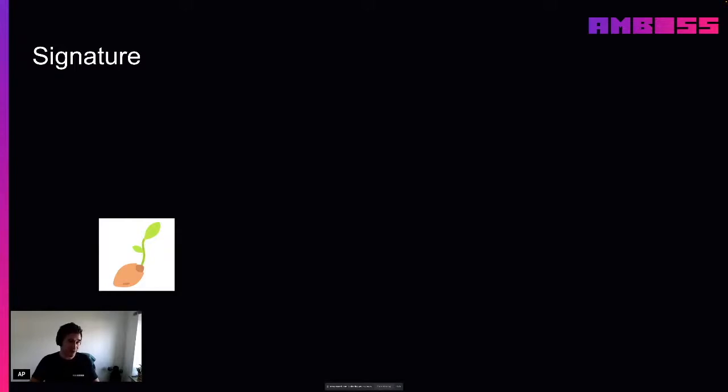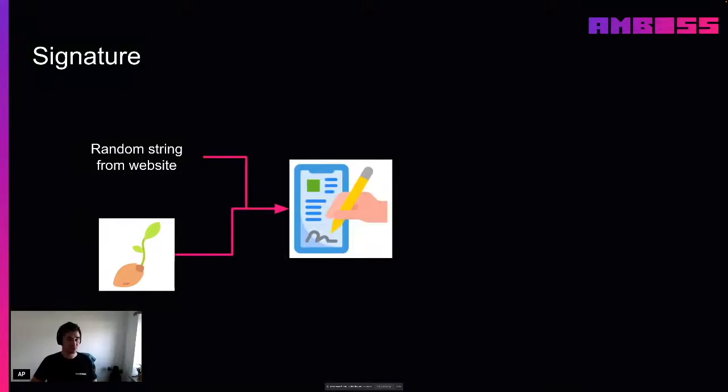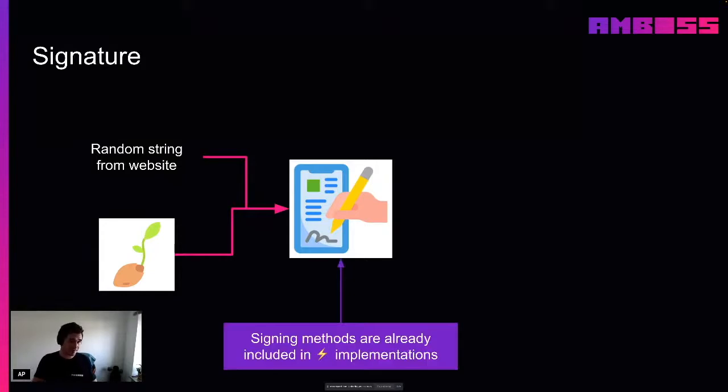The difference here is that you grab this seed, you have a random string from a website, and you create a signature between these two. So using your seed, you sign this random string that is coming from a website, and you get an end result like a signature, right? This signing method is already included in Lightning implementations. So it's not that you have to create the algorithm or the method to use the seed to sign. It's in the main Lightning implementations, it's already a method where you just put the string you want to sign, and behind the scenes, it will grab your key, create the signature, and give it back to you, right?